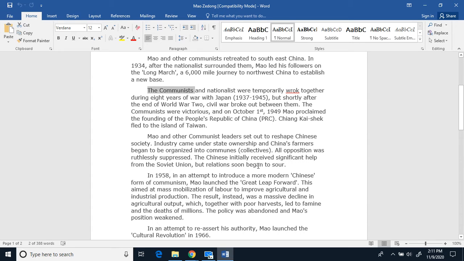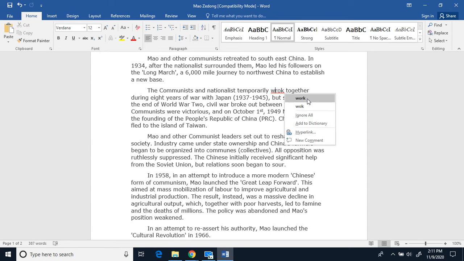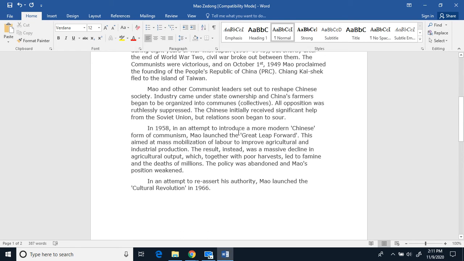The communists and nationalists temporarily worked together during 8 years of war with Japan, from 1937 to 1945. But shortly after the end of World War II, civil war broke out between them. The communists were victorious, and on October 1st of 1949, Mao proclaimed the founding of the People's Republic of China, PRC. Chiang Kai-shek fled to the island Taiwan.